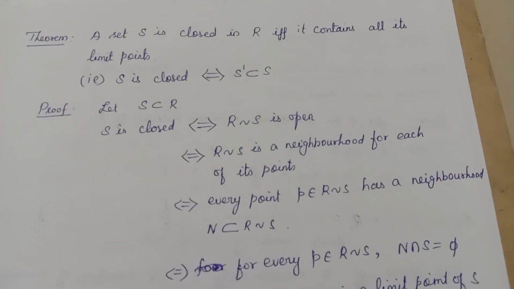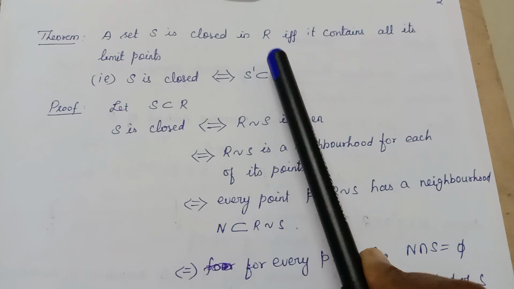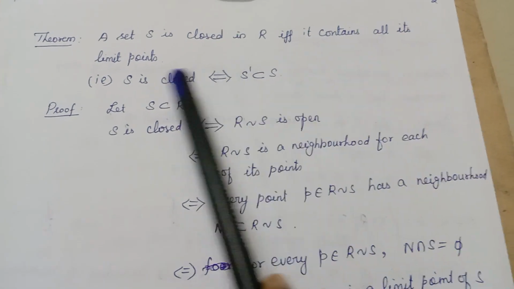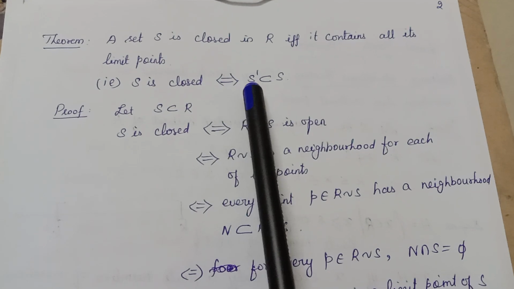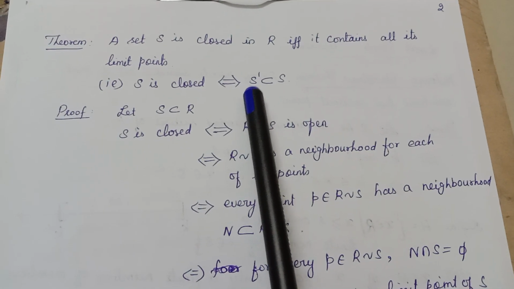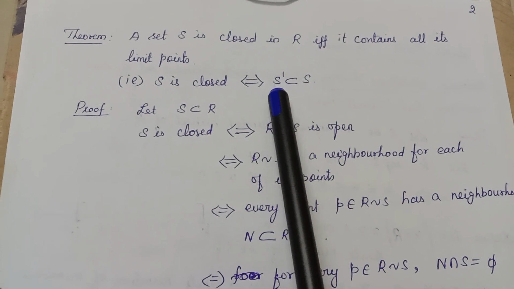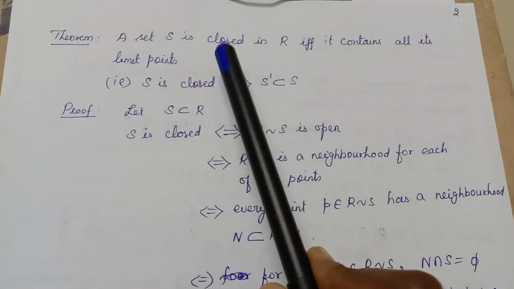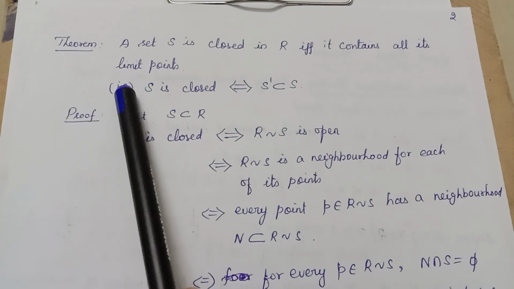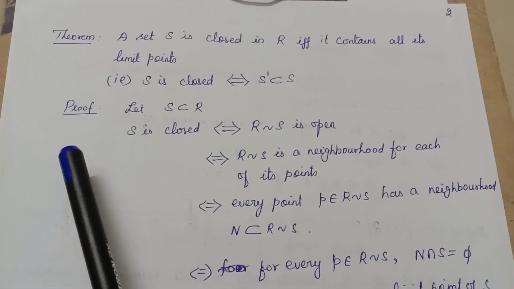The next theorem is: a set S is closed in R if and only if it contains all its limit points. That is, S is closed if and only if S dash, the derived set, is a subset of S. Derived set means the set of all limit points of S. So, a set is closed means it contains all its limit points. Now, let's see the proof.